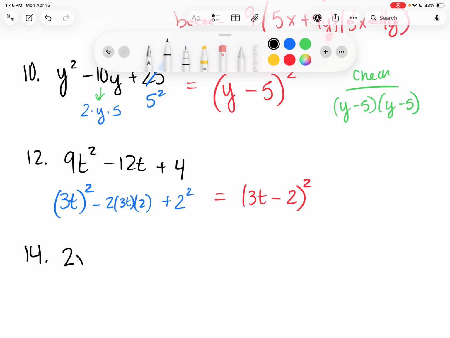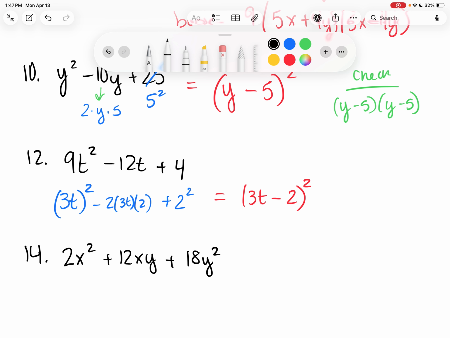Number 14. 2x squared plus 12xy plus 18y squared. Is 2 something squared? No. Is 18 something squared? No. So is this a perfect square trinomial? Well, not yet. That has to have 2 numbers.